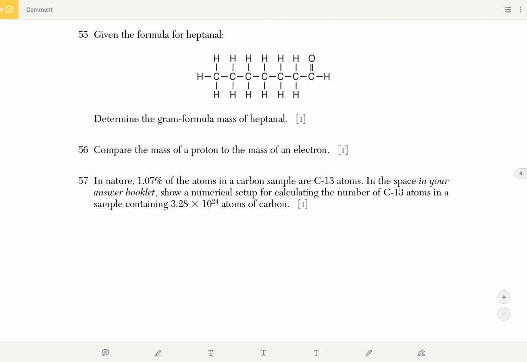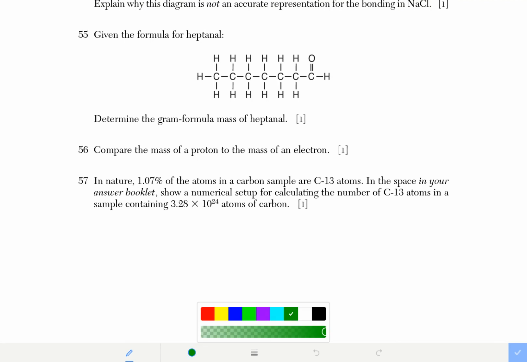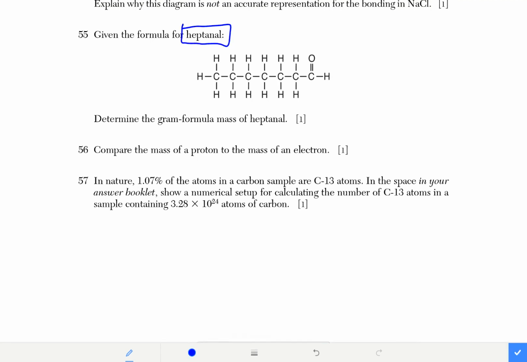Okay, so here we go. This is still the written response section on the August 2015 Chemistry Regents. Looking at question 55, it says, given the formula for the compound heptanal, and let me get a pen going here so I can start making some notes. So we have heptanal, and actually, this is the structural formula.